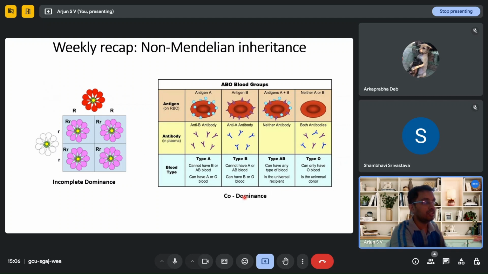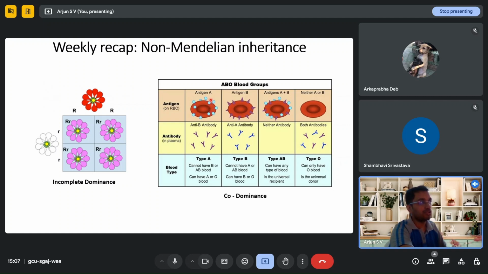In the case of codominance, we saw the example of how blood groups work. Blood groups are specific carbohydrate chains on red blood cells, and we saw how we could identify the blood type we have by incubating antibodies against these sugars with the blood. We observe agglutination, and based on what type of agglutination we get against what type of antibody, we can tell what blood group we have.